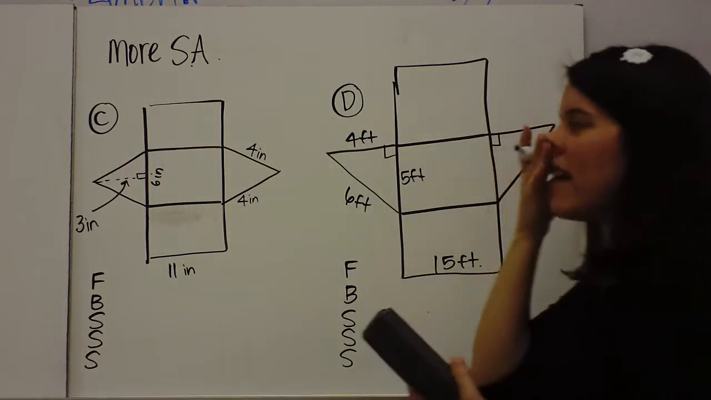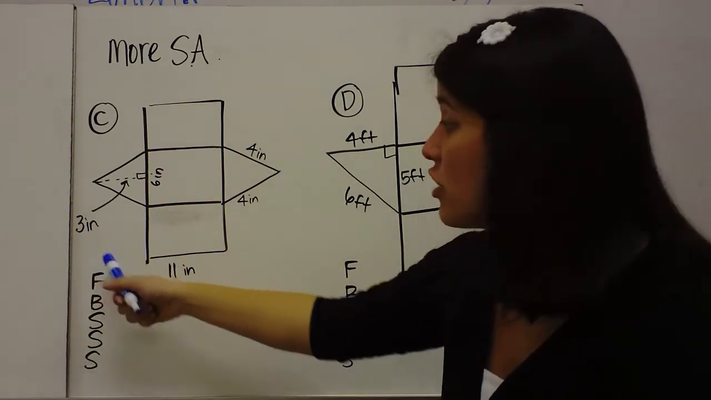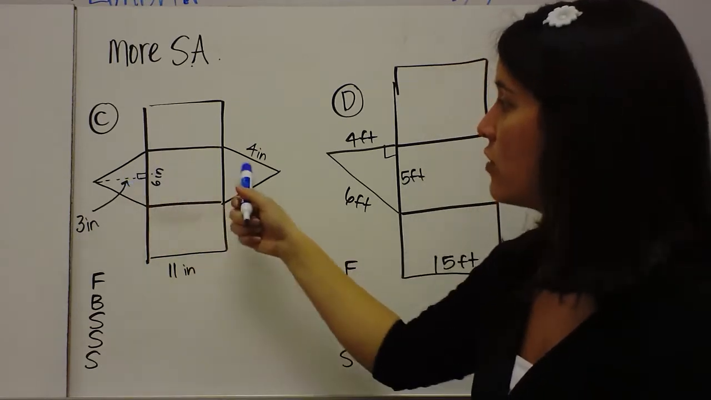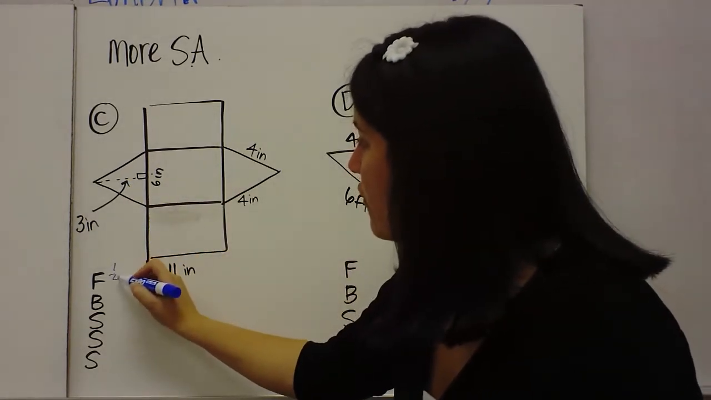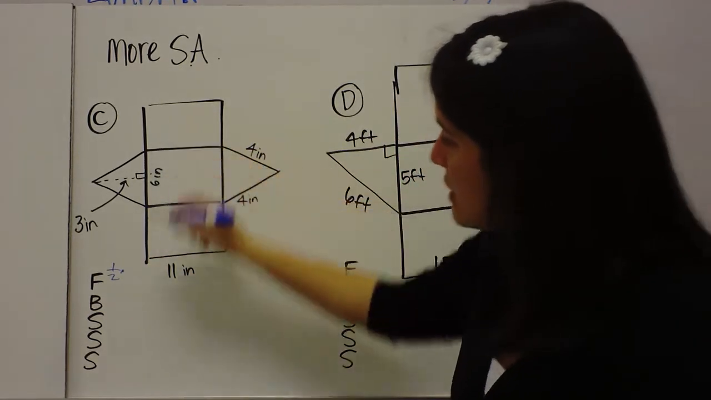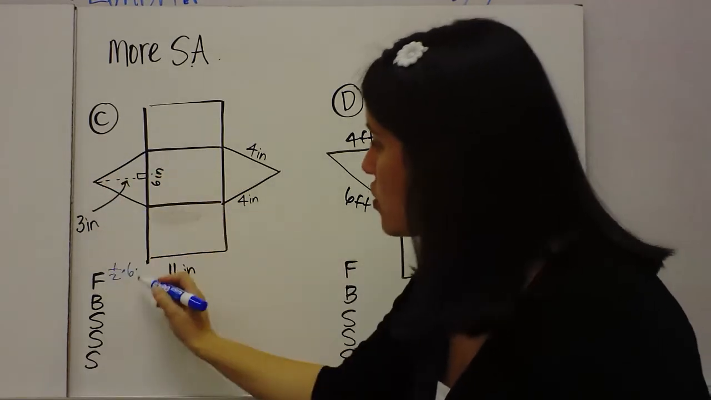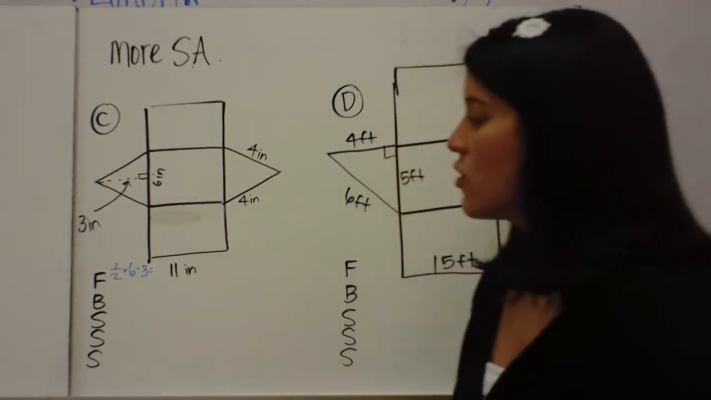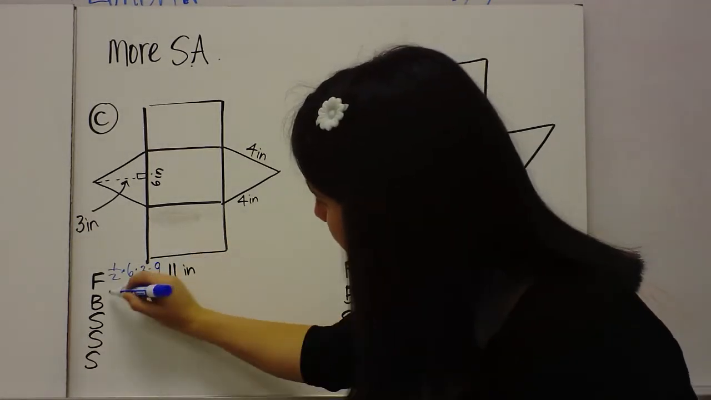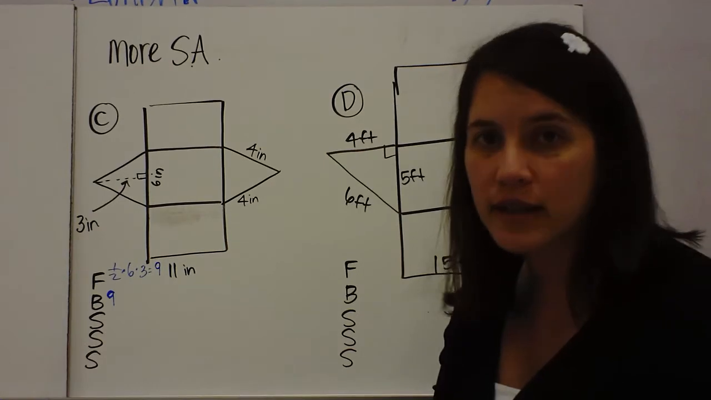Okay, so now let's do some examples with nets. We have a net, and we're still going to do front, back, side, side, side. So let's start with the front and the back, the triangles. We start with 1/2, and what is the base of the triangle? It's 6, and the height of the triangle is 3. So 1/2 times 6 times 3 would be 9, and then the back would be 9. So the front and the back is 1/2 base times height.